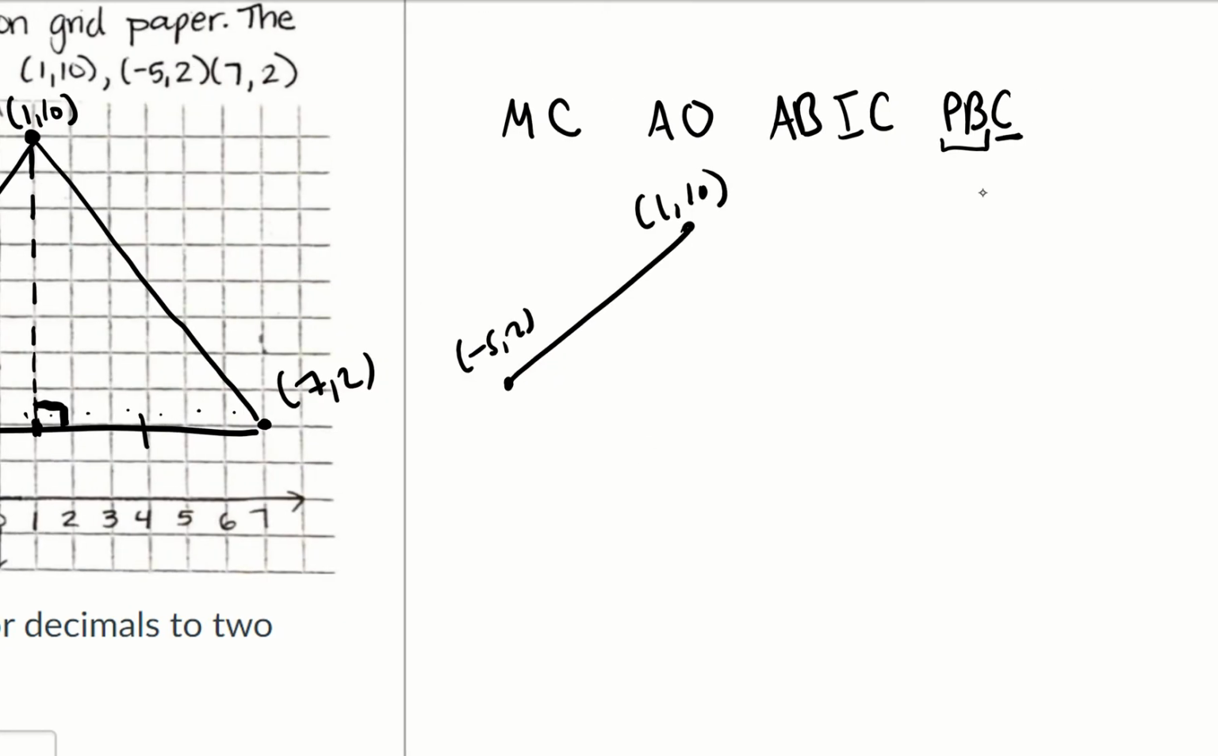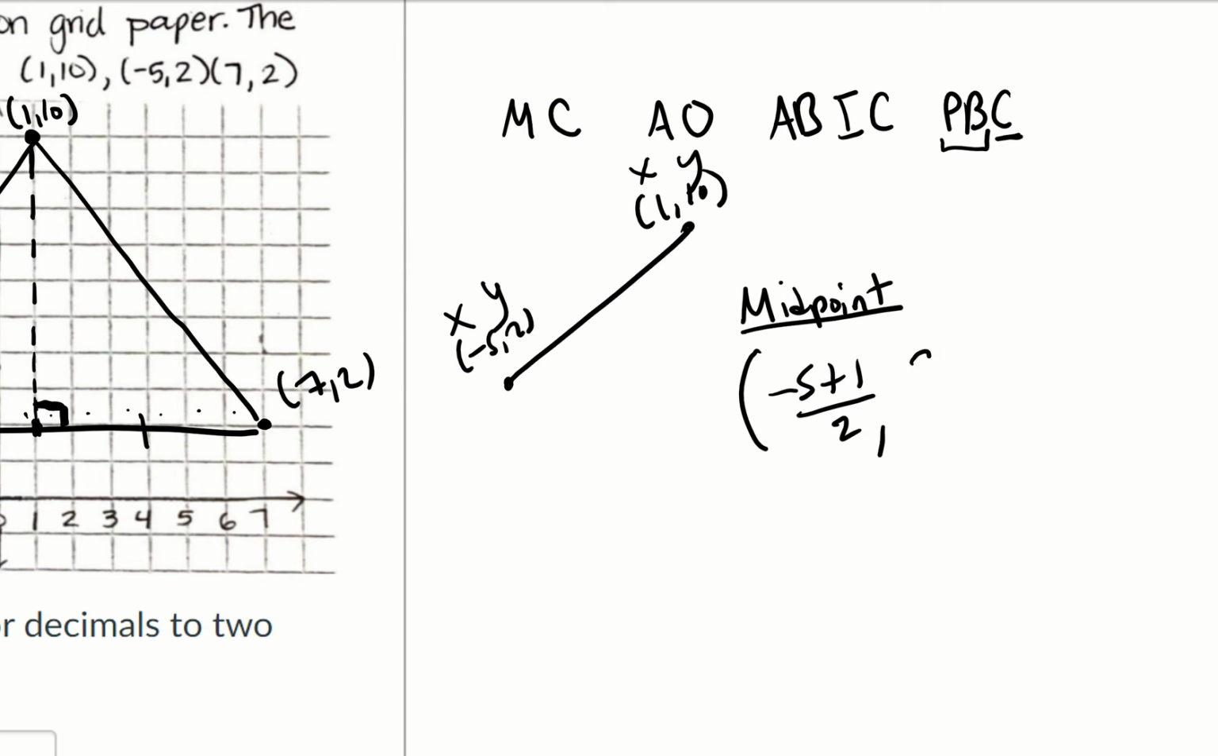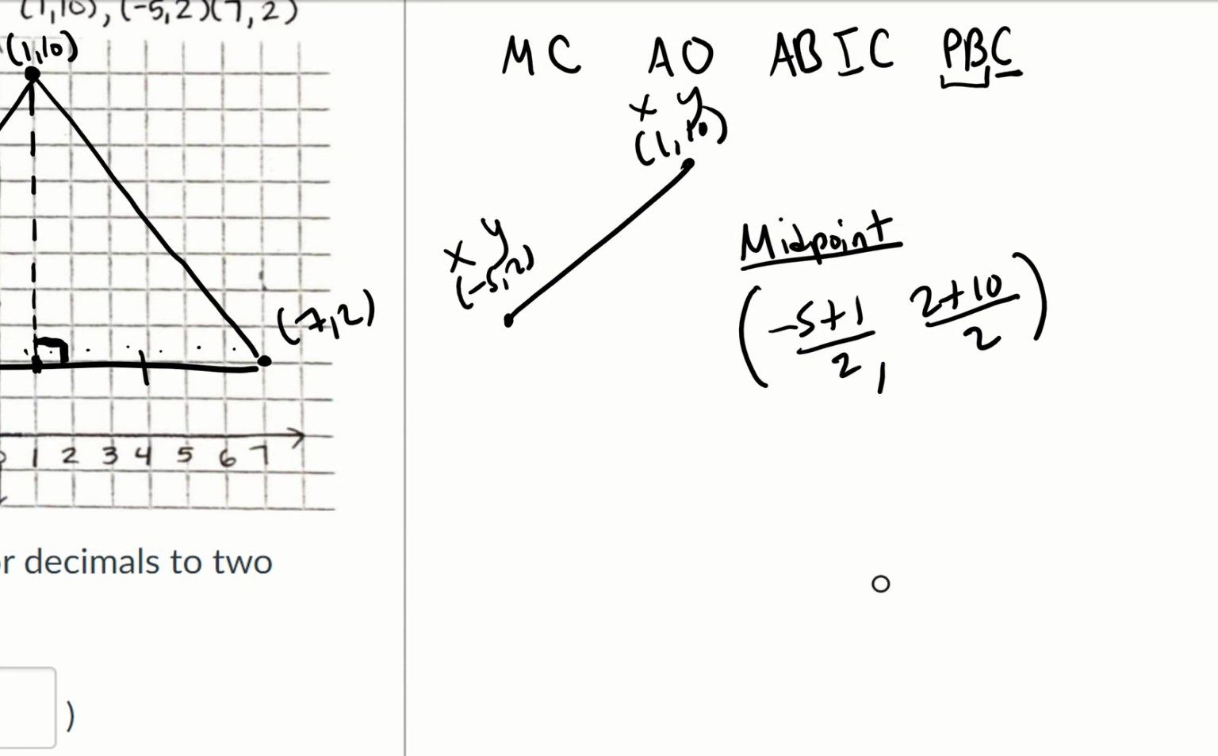So you're going to add the x coordinates together, add the y coordinates together, and divide them by 2. So -5 plus 1 over 2, 2 plus 10 over 2, and that'll give me my midpoint. So in this case, -5 plus 1 is -4, divide that by 2. 2 plus 10 is 12, divided by 2.